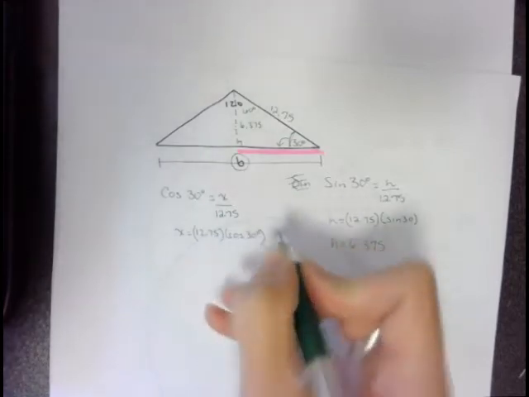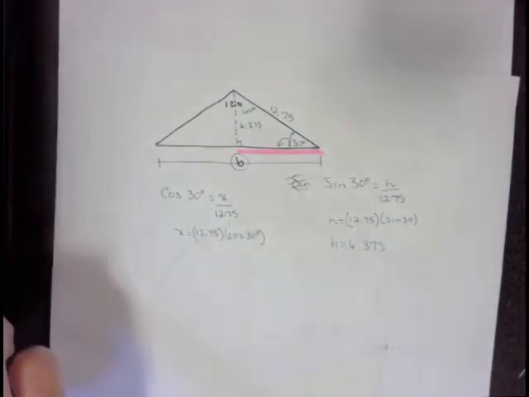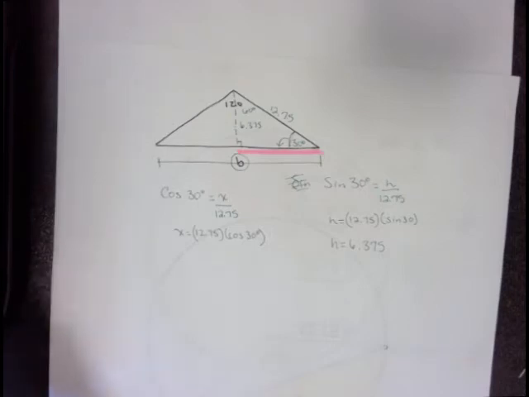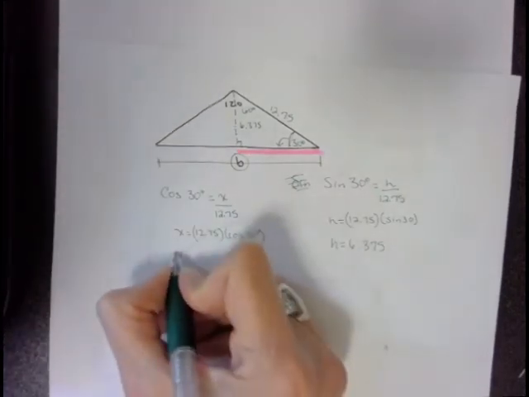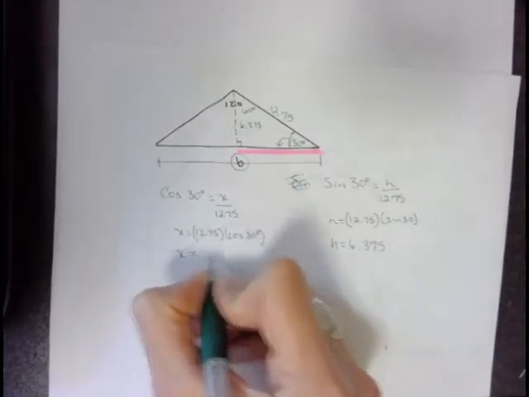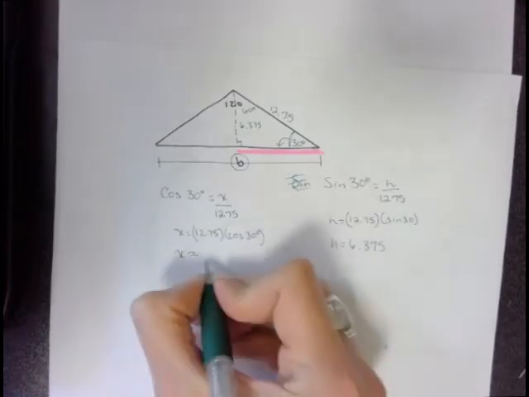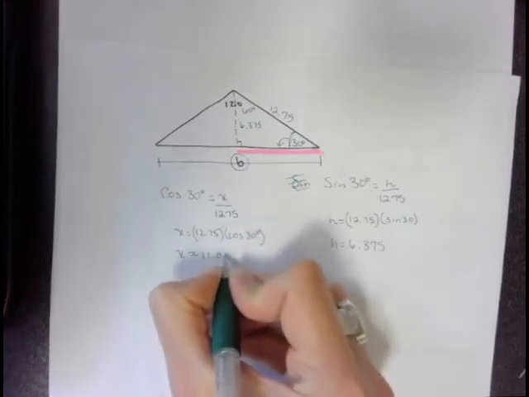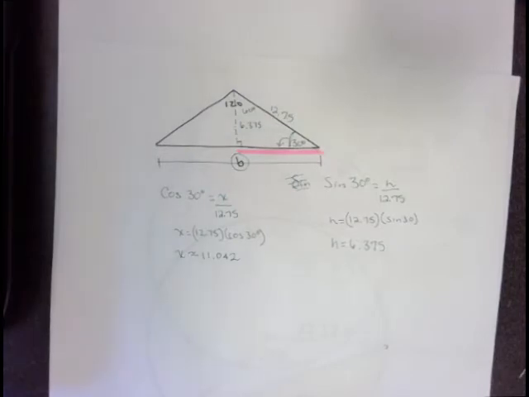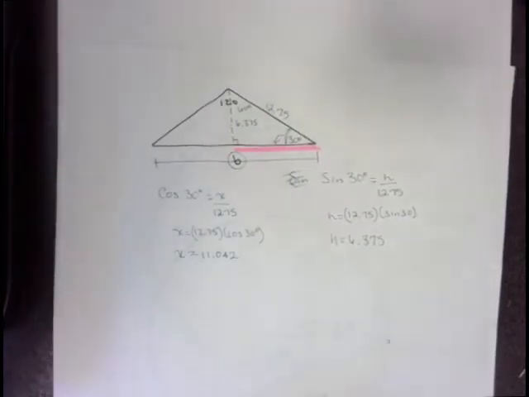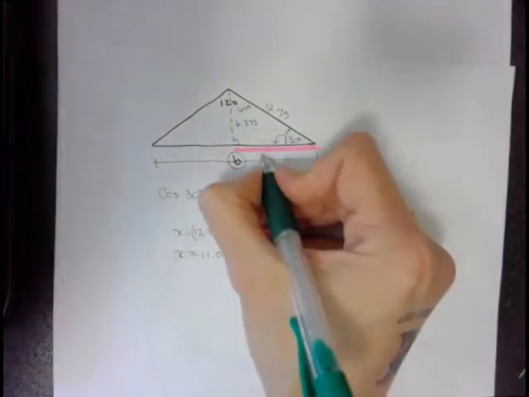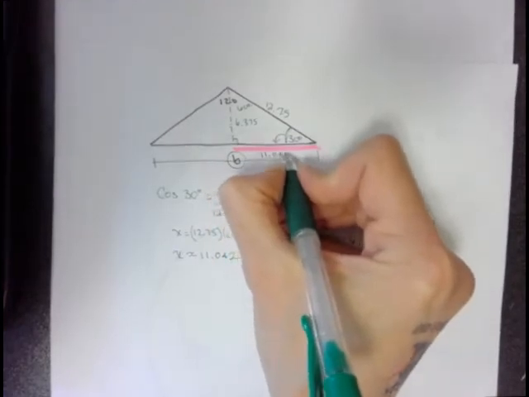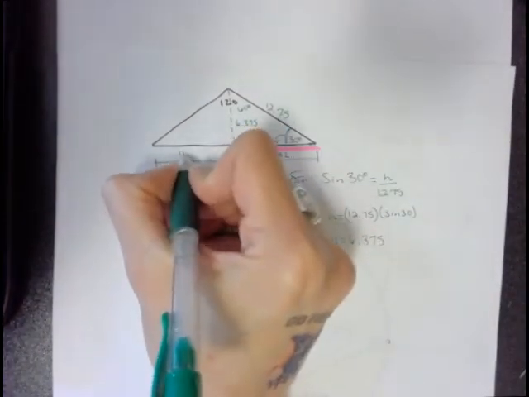So x equals 12.75 times cosine 30, and you can put this in your calculator with me. X is approximately, and let's round to the nearest thousandth, 11.042. Now I know that this is 11.042. I also know that this side is 11.042.